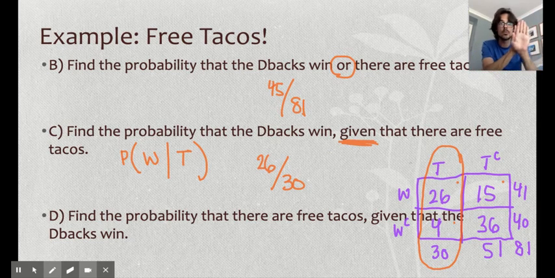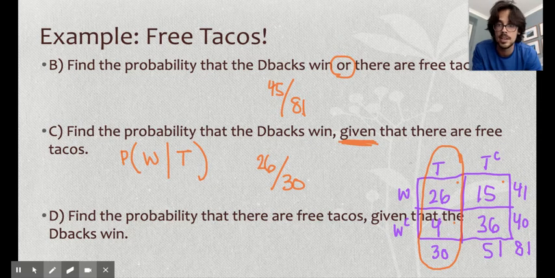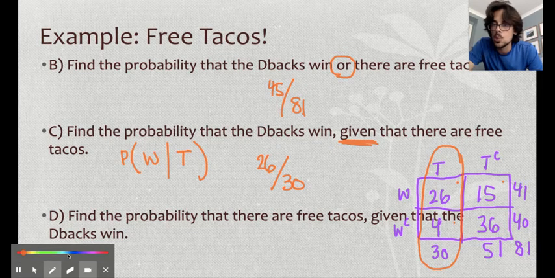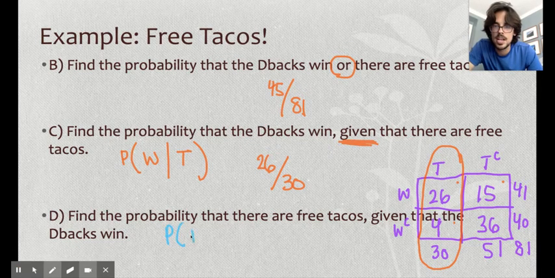You just cover up the part of the table you don't want and just do a regular probability calculation from there. And it's not too bad to set up. All right, the next one is another conditional probability. It says find the probability there are free tacos given that the Diamondbacks win their game. So if it is given that they win, we're looking for probability of tacos given win.